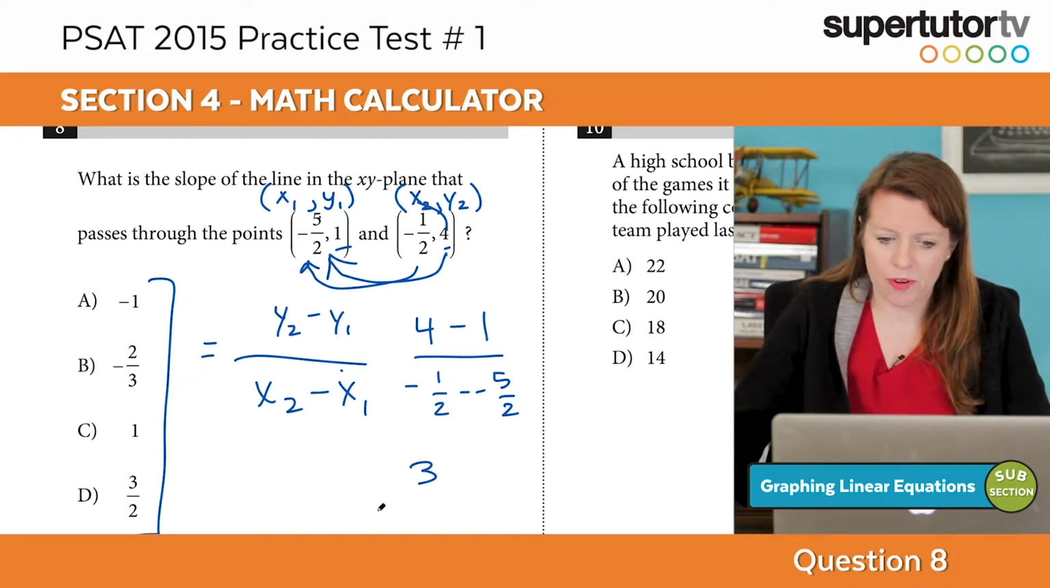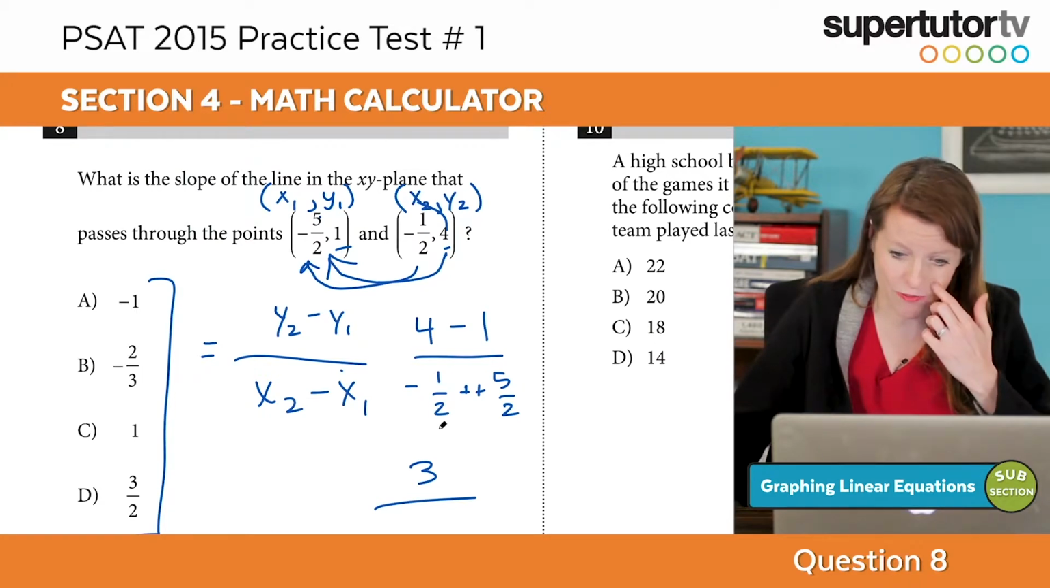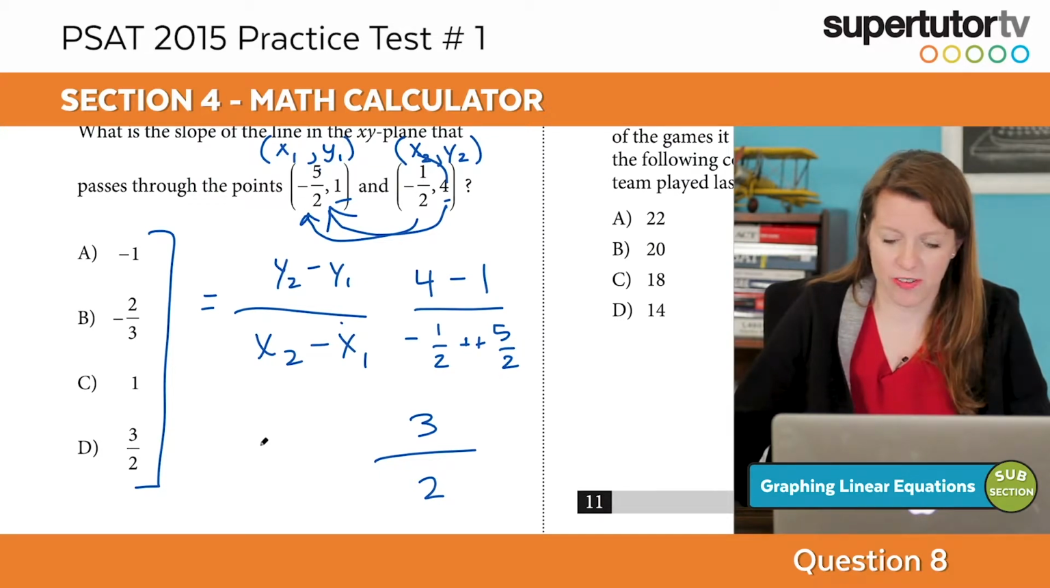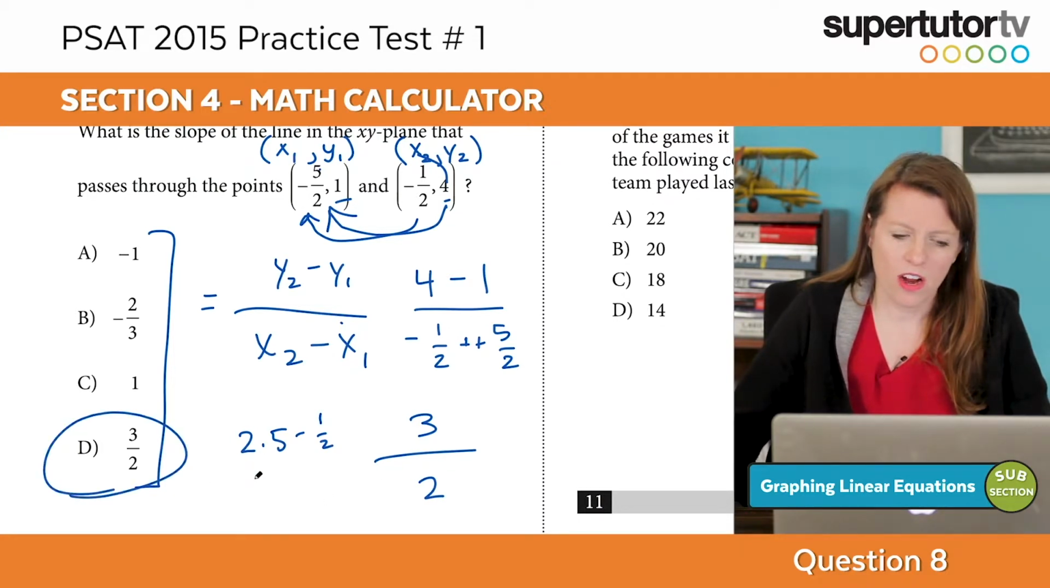So this on the top is going to be 3. On the bottom, remember, minus minus is just plus. So this is 2.5 minus 1/2, which is 2. If you want, you can also do this in your calculator. You can do 5 divided by 2, which is 2.5. And then you can do -1 divided by 2. Or something like that, but I can see that that's 2, so it's 3 over 2. Our answer here is D.